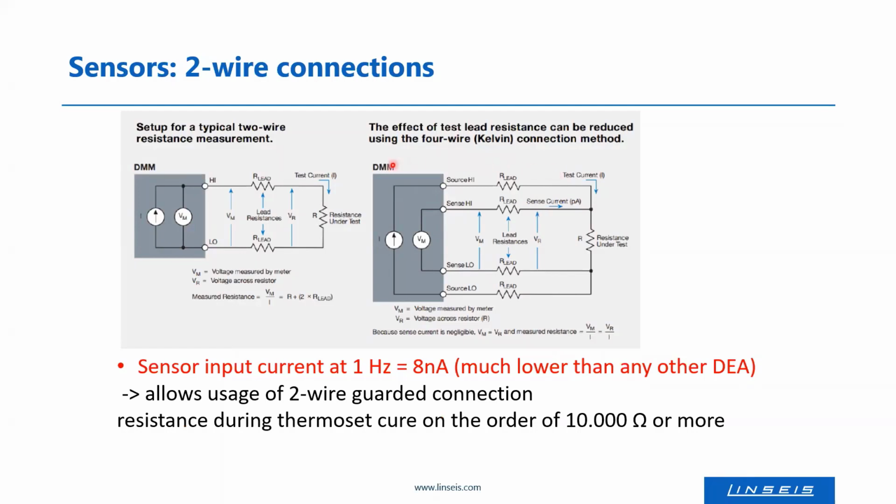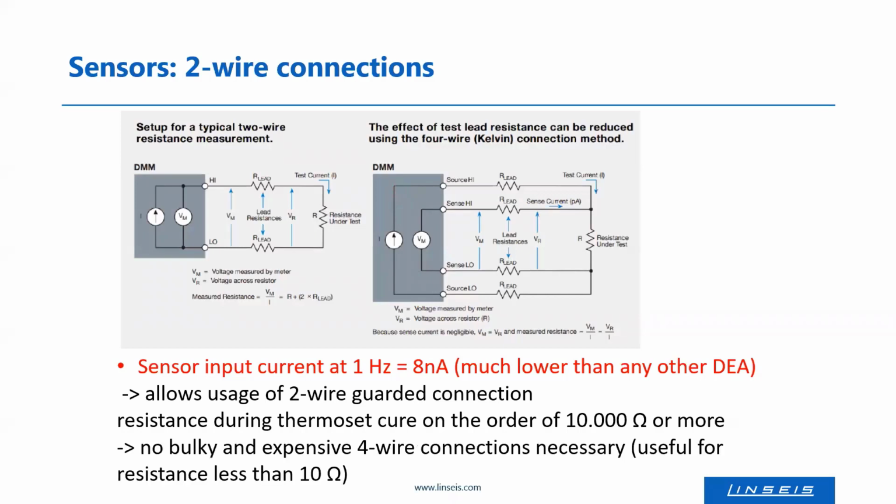The 4-wire are not really needed. They have their advantages to suppress noise, but this is only useful for low resistances below 10 ohm. What we are measuring in curing processes are resistances of 10,000 ohm and more. So there is no need for a 4-wire connection.